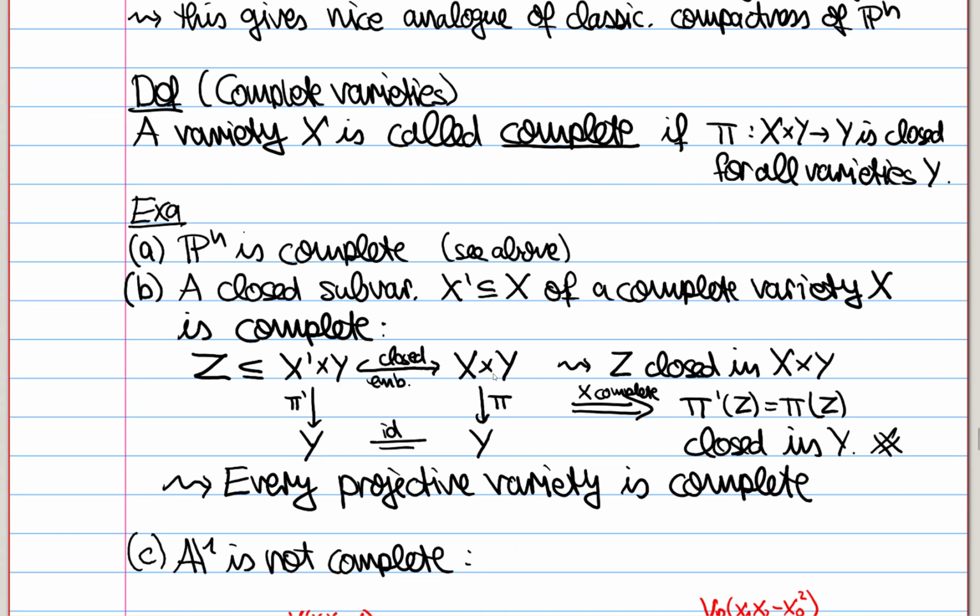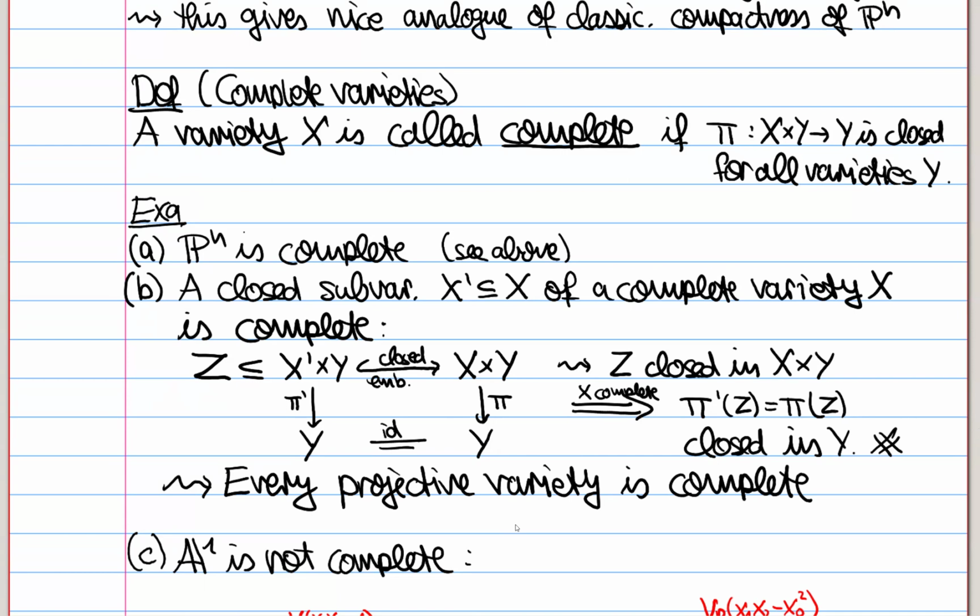But now for this projection map from X × Y to Y, you know this is a closed map, and because Z is closed in here, its image under π', which is the same thing as the image under π, is closed inside Y. That was what we wanted to show, and so in particular, since P^n is complete and this is preserved by closed subvarieties, also every projective variety is complete.